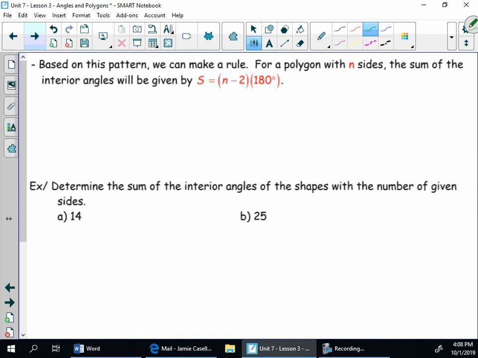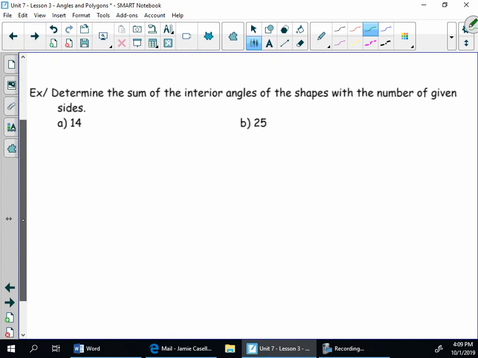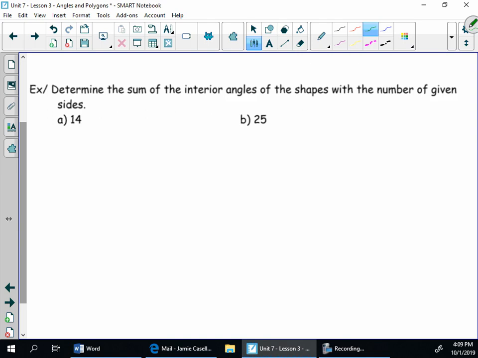So here's our big rule. For a polygon with n sides, so count how many sides you have, it doesn't matter what number you have, you can always subtract 2 and then multiply it by 180, and you'll know the sum of all of the angles. So for instance, determine the sum of the interior angles of the shapes with the given number of sides.